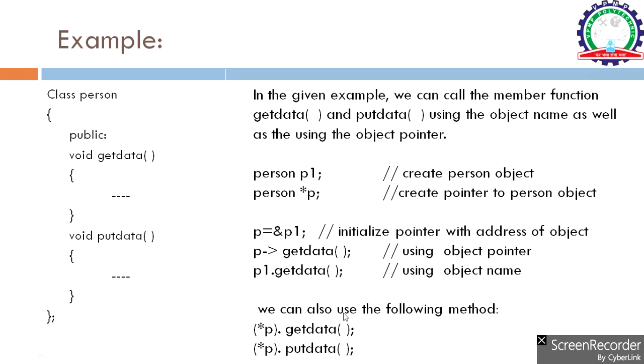Now we can also use this method: star P, the pointer name with star, held in brackets, dot getData. This method is also allowed. If we do not want to use the arrow method, then we can use this method also to access the members of the public section of a class using a pointer object, right? So this is all about the pointer to the object.